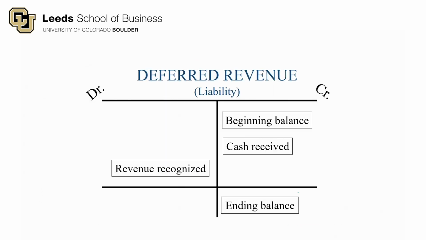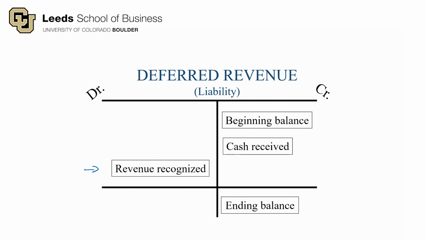And now let me show you the T account for deferred revenue. Deferred revenue is a liability. It represents a company's obligation to deliver a product or service to their customers. And since it's a liability, its normal balance is a credit. And so you see the beginning balance on the credit side. As the company receives cash from the customer but hasn't earned it yet, they credit deferred revenue as they're debiting cash. And then once the company finally earns that revenue, they will credit revenue on the income statement. And the debit is right here to deferred revenue, the liability account, reducing it. Finally, they'll arrive at their ending balance.